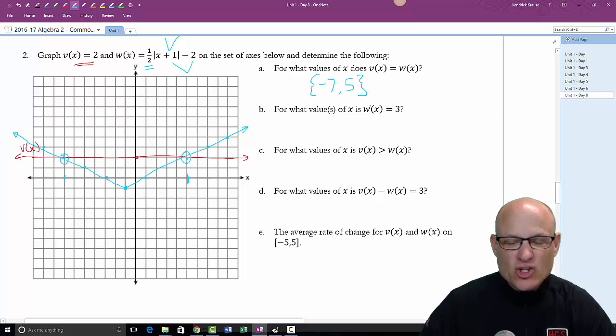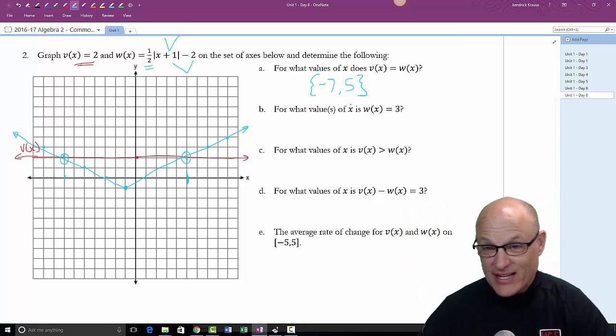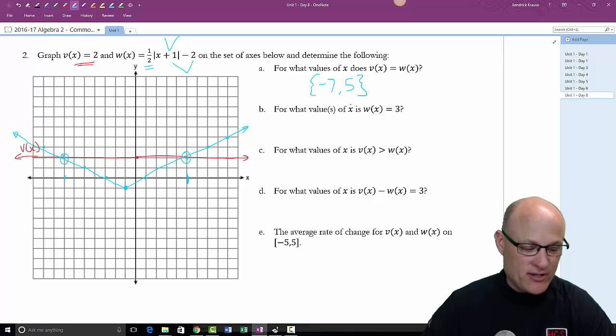Make sure you're using curly brackets. If you use parentheses, that means from negative 7 to 5. We don't want that. If I use square brackets, that means from negative 7 to positive 5, including those. You got to use curly brackets.